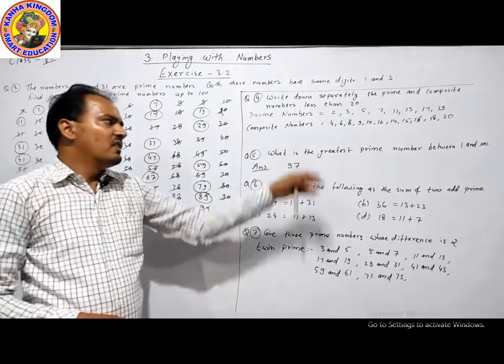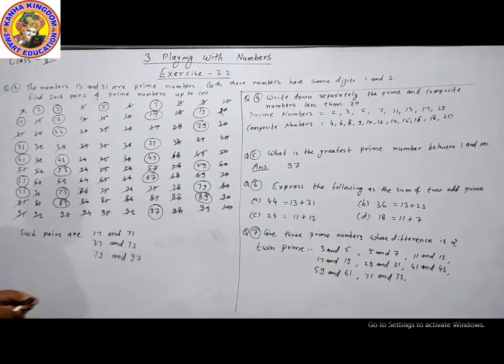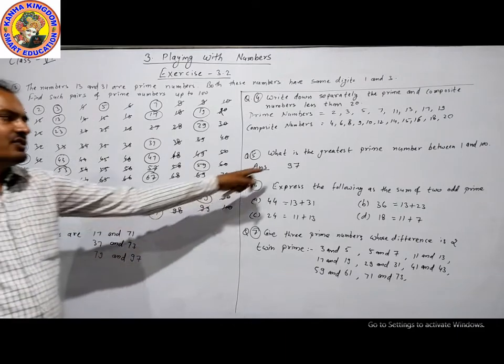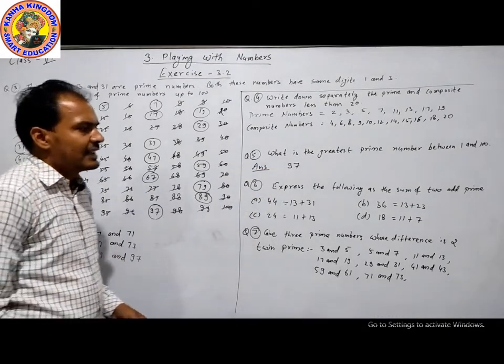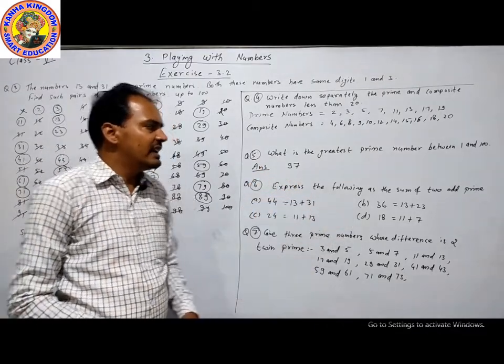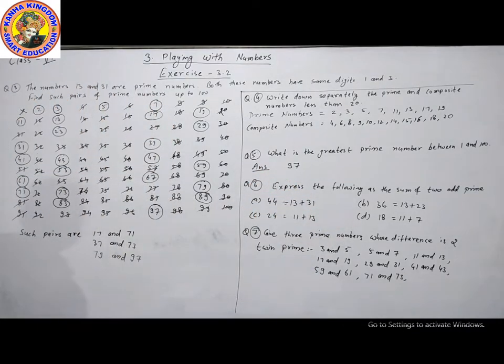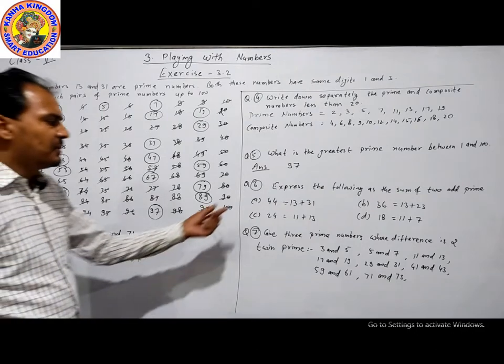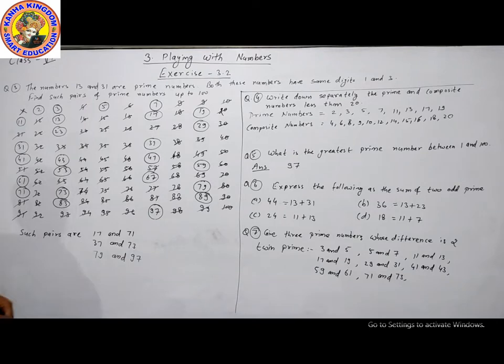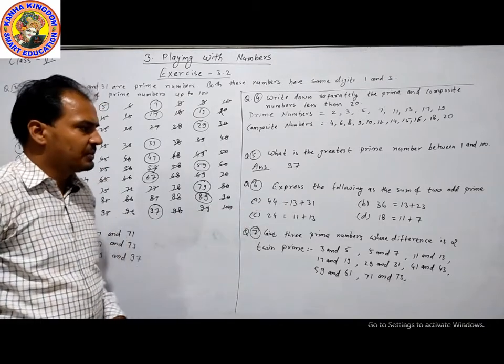Question number 5. What is the greatest prime number between 1 and 100? Greatest in 100 is 97. So the answer is 97. Question number 6. Express the following as the sum of 2 odd prime numbers. 44 we will break into parts which are prime numbers. So 13 and 31, when adding these, the answer is 44.